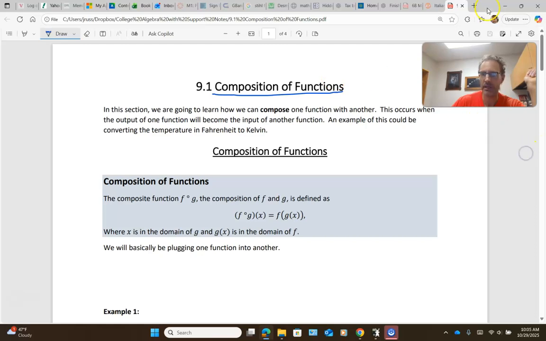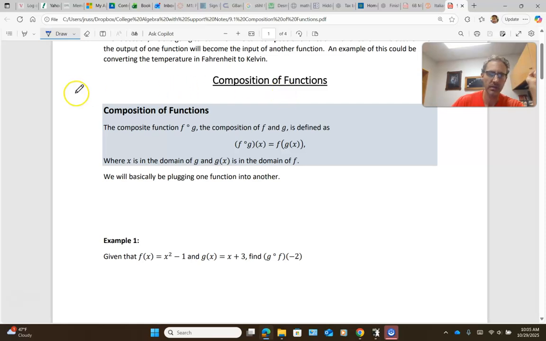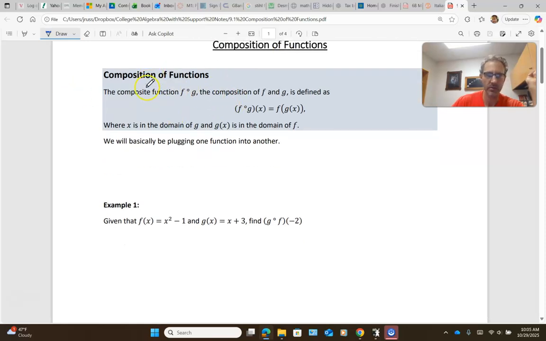Alright, so we're going to be looking at it more from a theoretical perspective. So let's look at the notation that we're going to be using. The composite function, the way you say this is F composed of G. Okay. That is not a multiplication symbol. F composed of G denotes composition. Okay, and this is the way it's written, F composed of G of X.